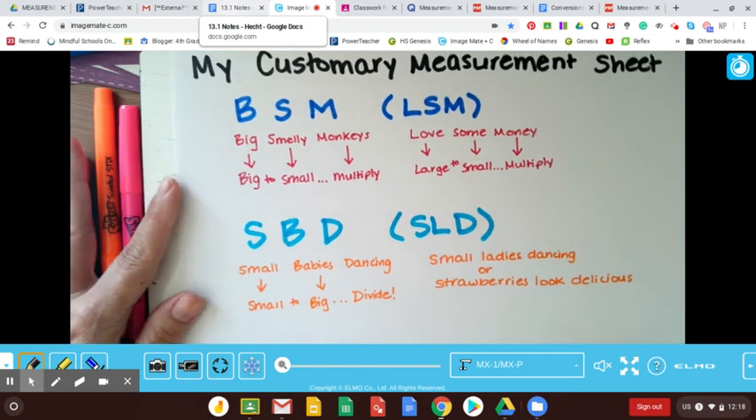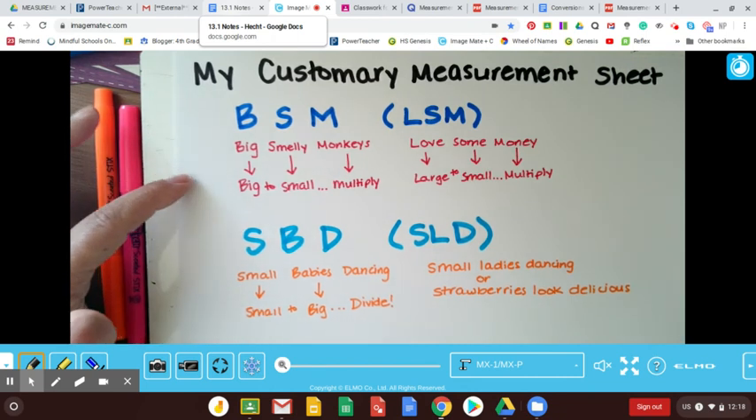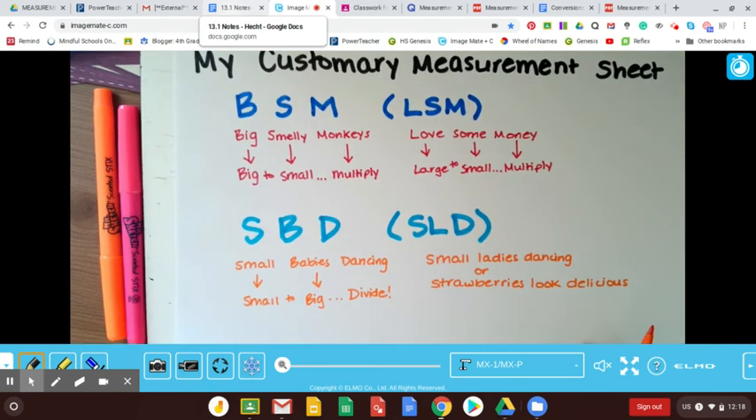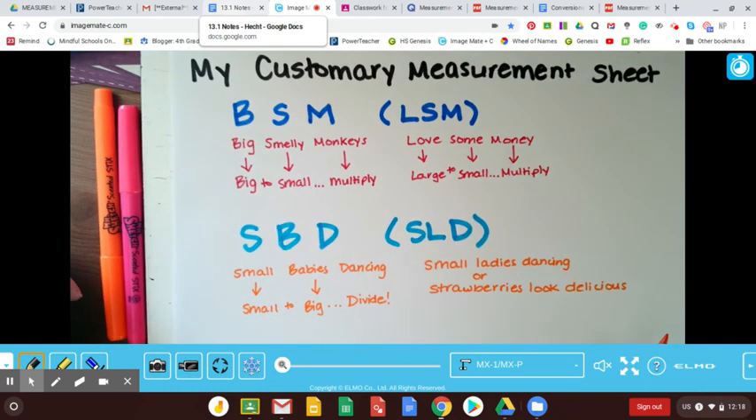All right, so that's my little memory aid for you guys. I hope that you can come up with something that is going to be helpful to you. Big smelly monkeys, small babies dancing, and just say it over and over. Have this sheet out every single time that we're doing work this week. It is going to be a tremendous help to you.